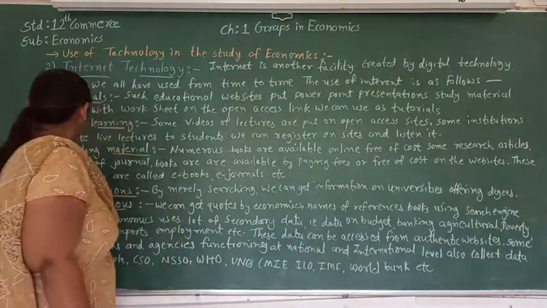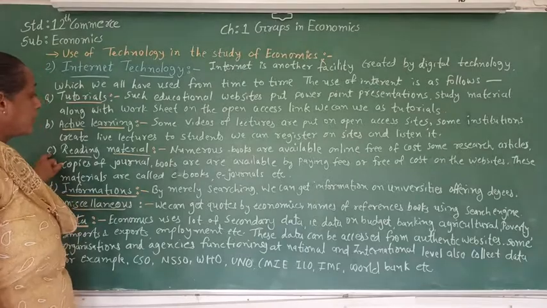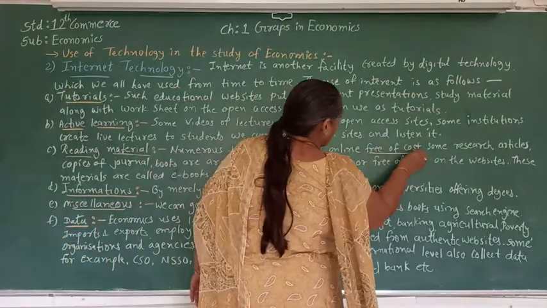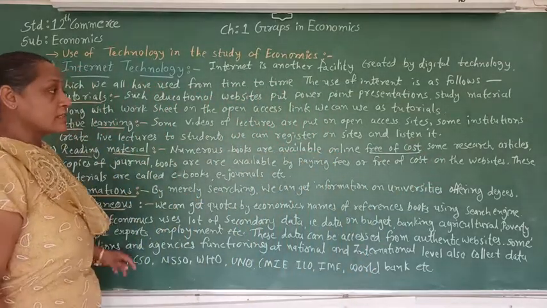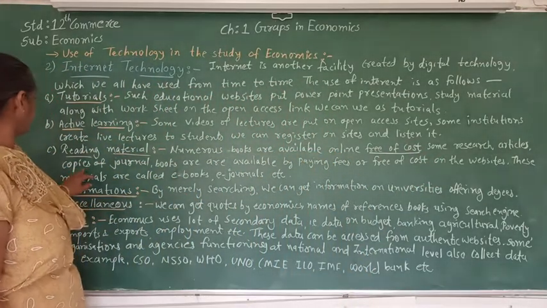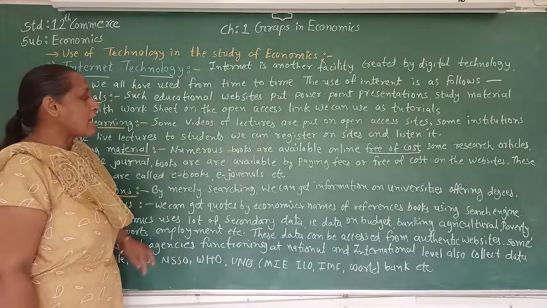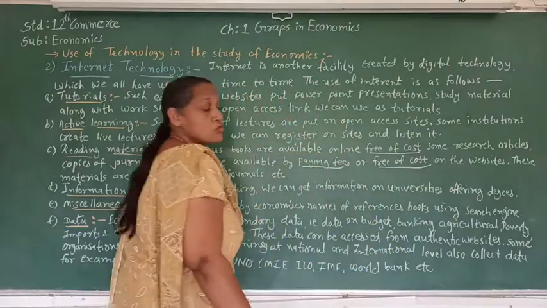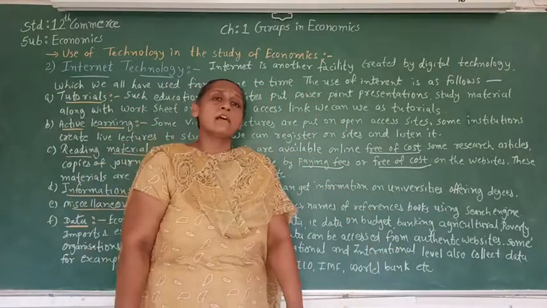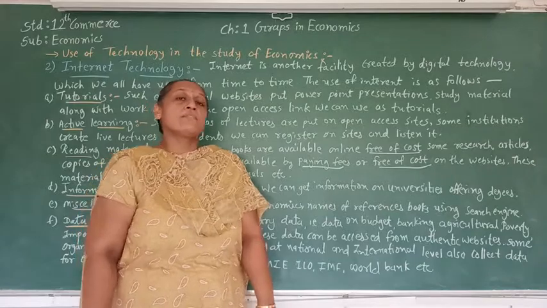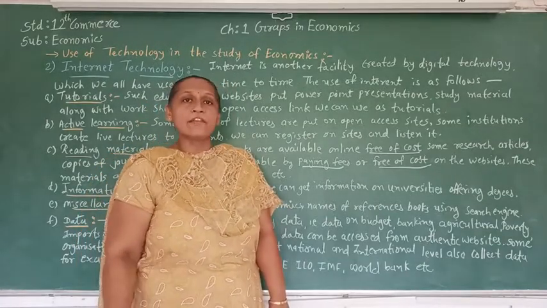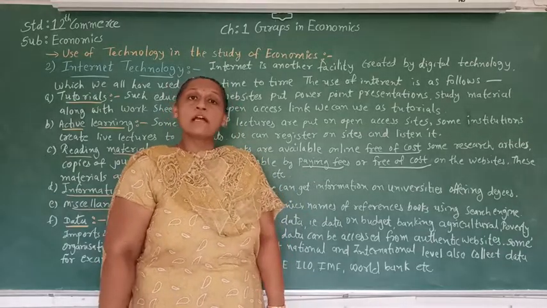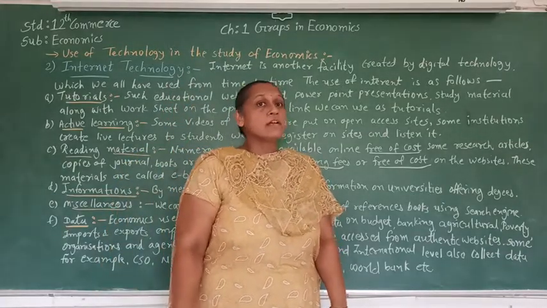The third one is reading material. Numerous books are available online at free of cost. Some research articles, copies of journals, and books are available by paying fees or free of cost. So some material is available free of cost, and for some material there will be an annual fee that is supposed to be paid by the students. So they can use that material or books and journals.